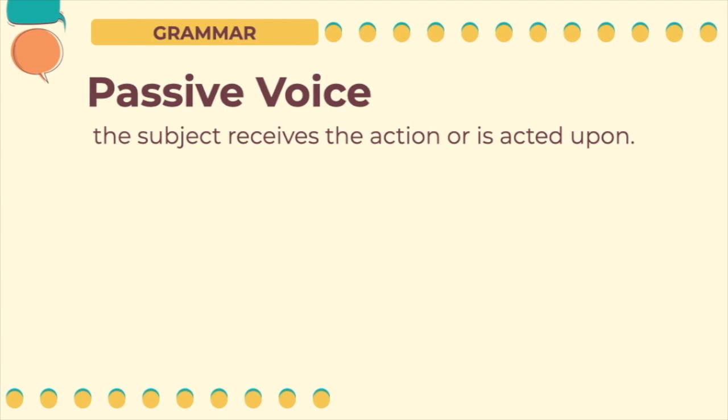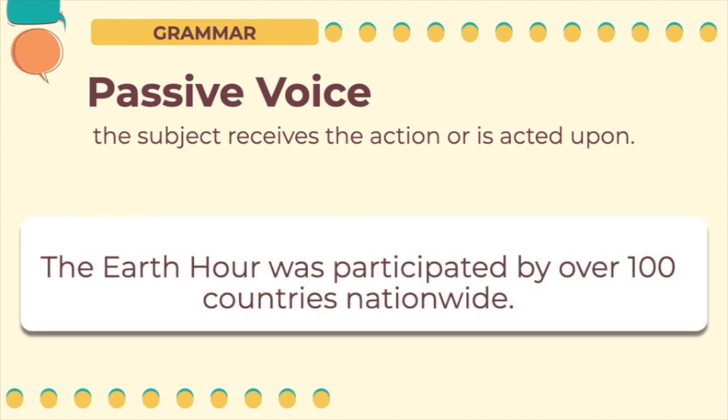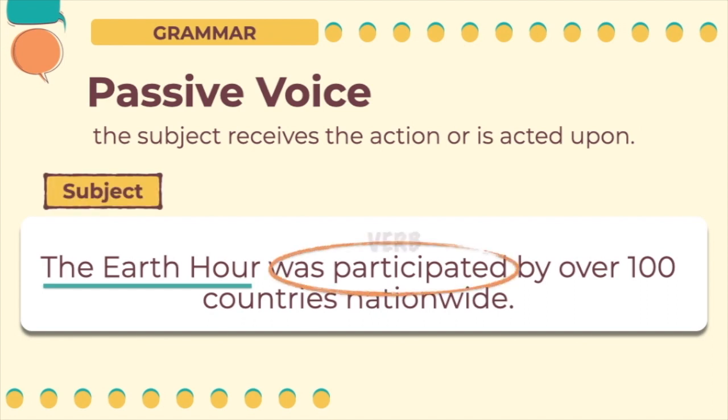The second voice of the verb is the passive voice. When a verb is in passive voice, the subject receives the action or is acted upon. For example, the Earth Hour was participated in by over 100 countries nationwide. In this sentence, the subject is the Earth Hour, and the verb is was participated. The subject Earth Hour is no longer the doer of the action, but the recipient of the action.